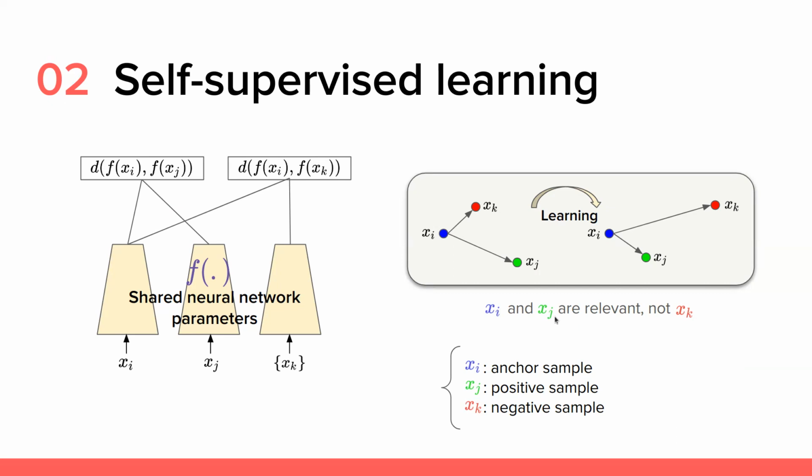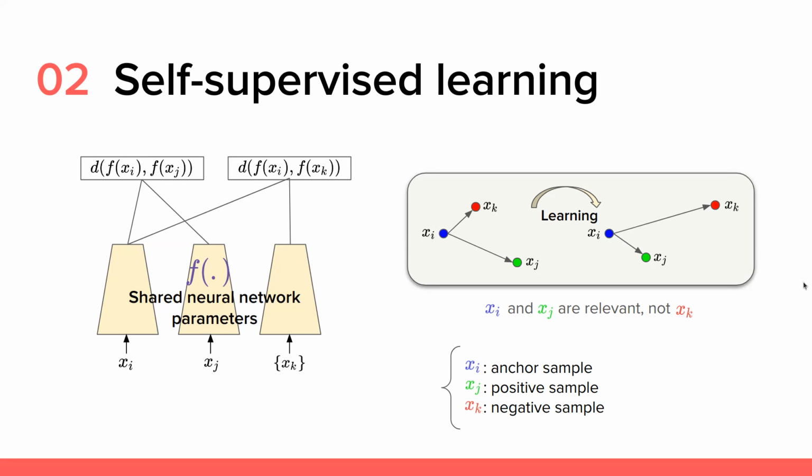For example, in the self-supervised learning framework, you have a tuple of three samples. xi and xj are relevant in some aspect, and there is an xk sample which is not related in any way to xi and xj. We have this terminology in the self-supervised learning framework. xi is called the anchor sample, and you have its counterpart xj, which is related to xi in some aspect, and this is called the positive sample. And then you have this xk, which is in red color, which is not at all related to xi and xj in any aspect. We call this the negative sample.